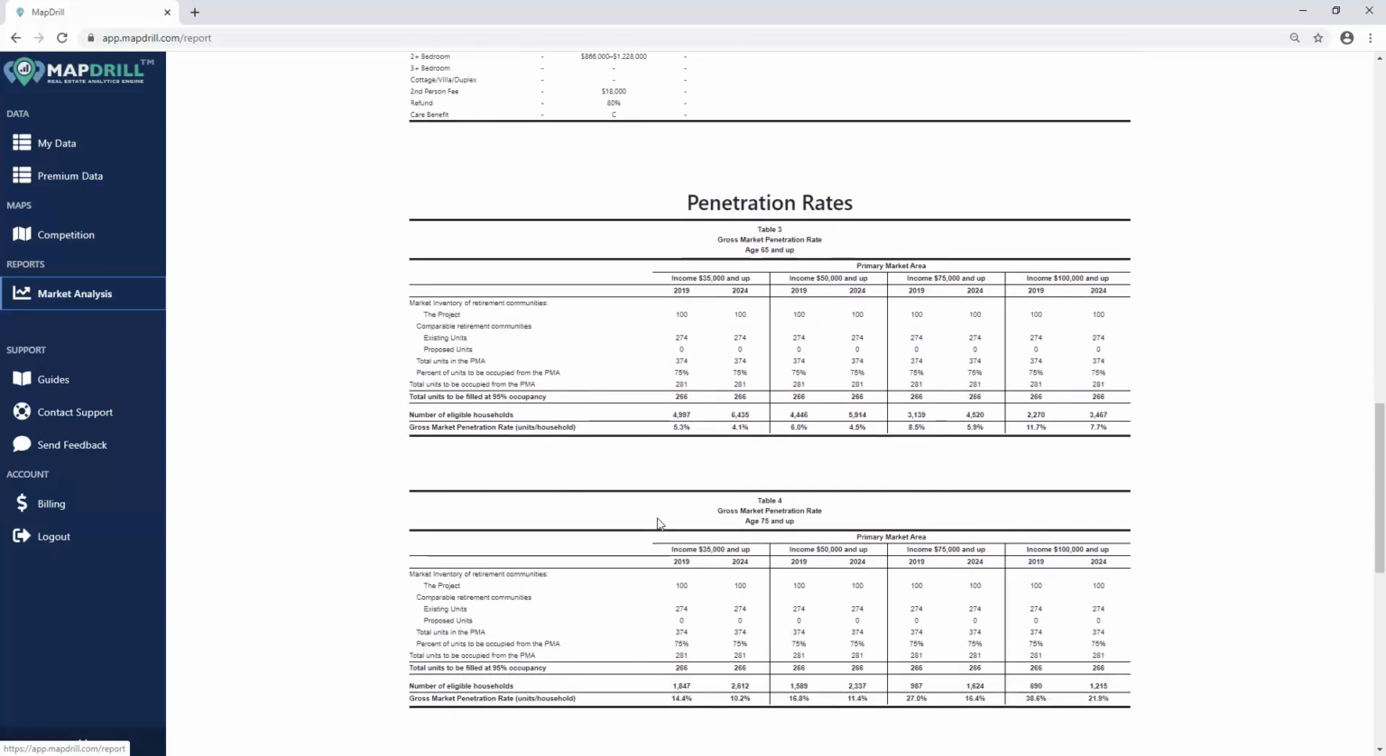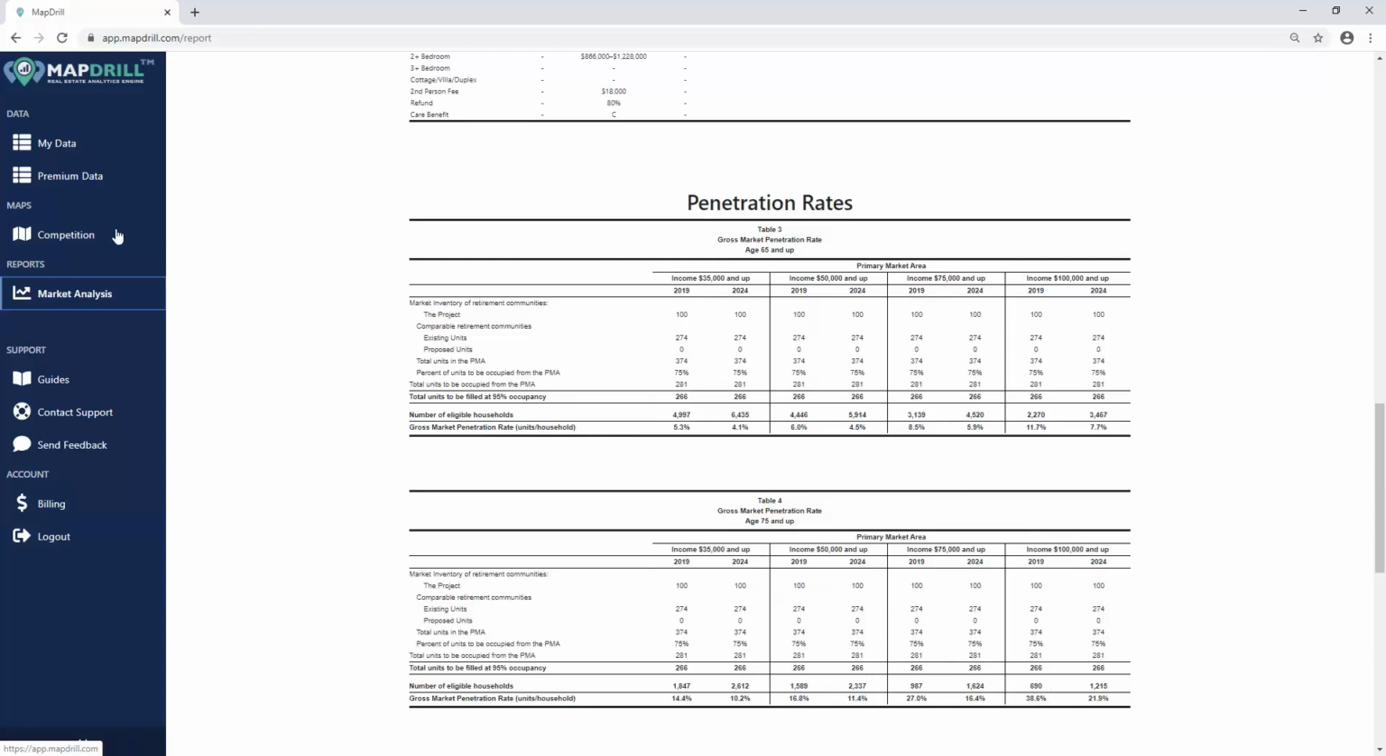Then it's going to give you penetration rates, and we've got this broken out into two age cohorts, 65 and up and 75 and up. And for each of those cohorts, we have different income groups, 35,000 and up, 50,000 up, 75,000 up, and 100,000 and up. We'll let you determine what type of project you're looking at and which demographic cohort you should be considering. But let's say that we're looking at 75 and up and 100,000, and we see that it's 38.6% for the gross market penetration rate.